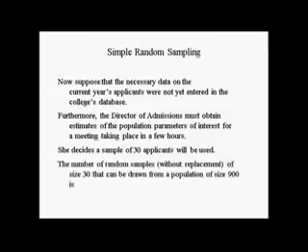The number of random samples without replacement of size 30 that can be drawn from a population of size 900 is equal to 900 choose 30, which equals 900 factorial divided by the product 30 factorial and 870 factorial, or 98 million times 1 trillion raised to the fourth power. That's a big number.